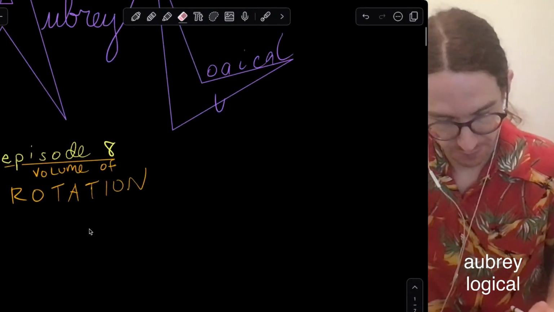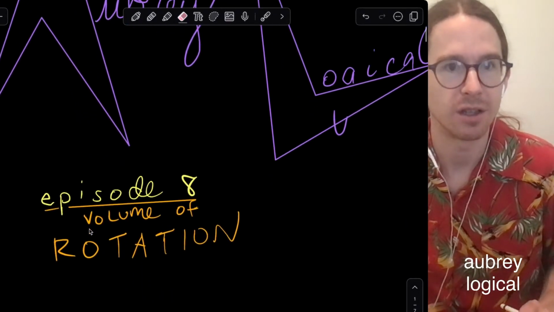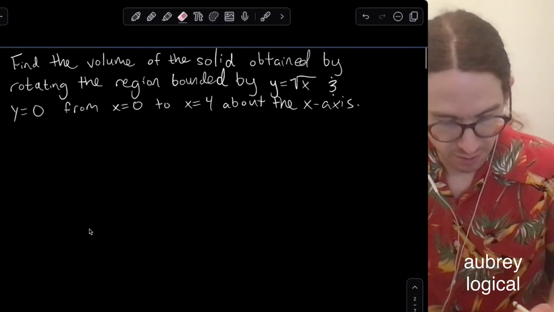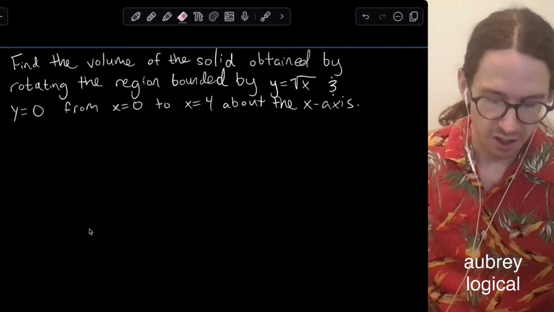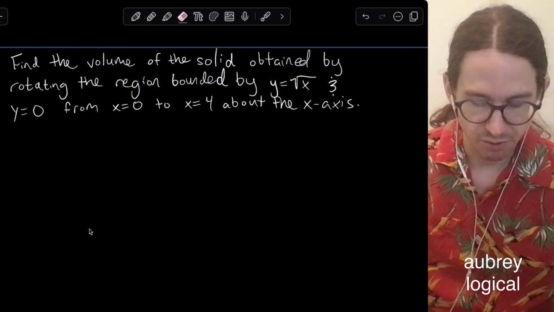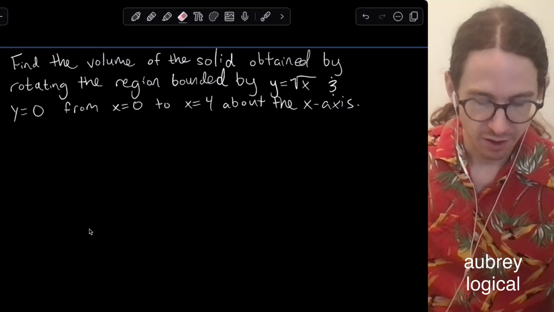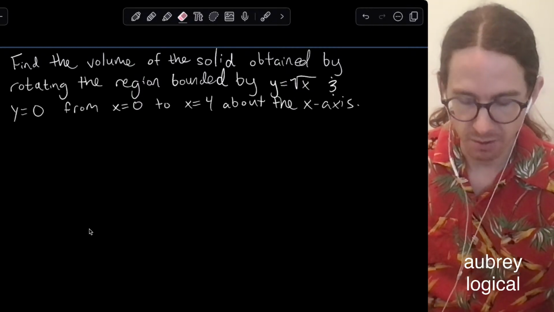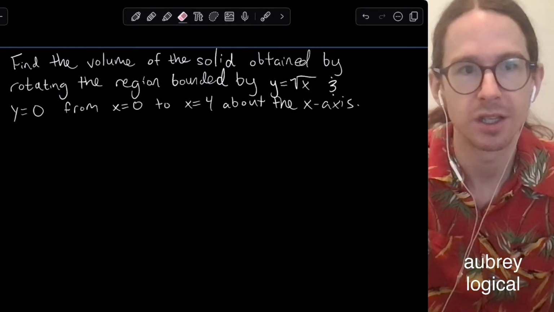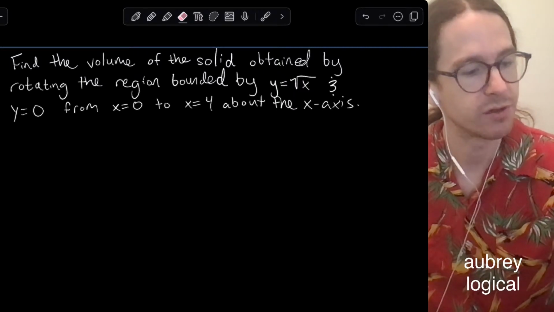Alright, so I'm Aubrey, and this is my 8th installment, and we're going over volume of rotation. Find the volume of the solid obtained by rotating the region bounded by y equals the square root of x and y equals 0, from x equals 0 to x equals 4, about the x-axis.